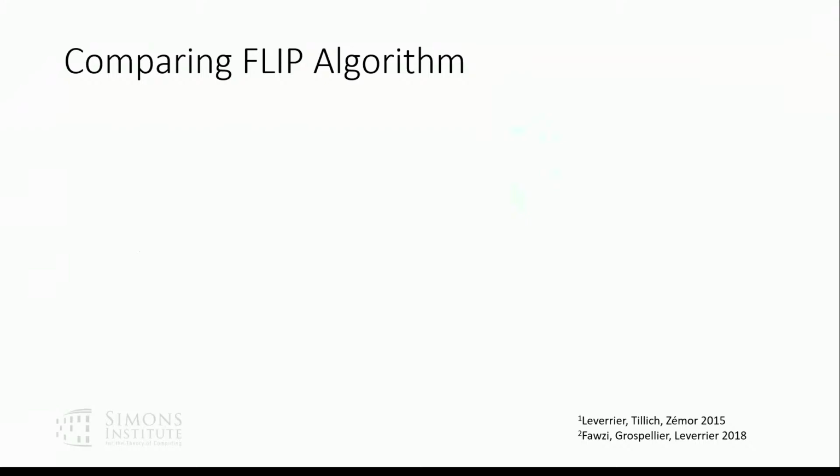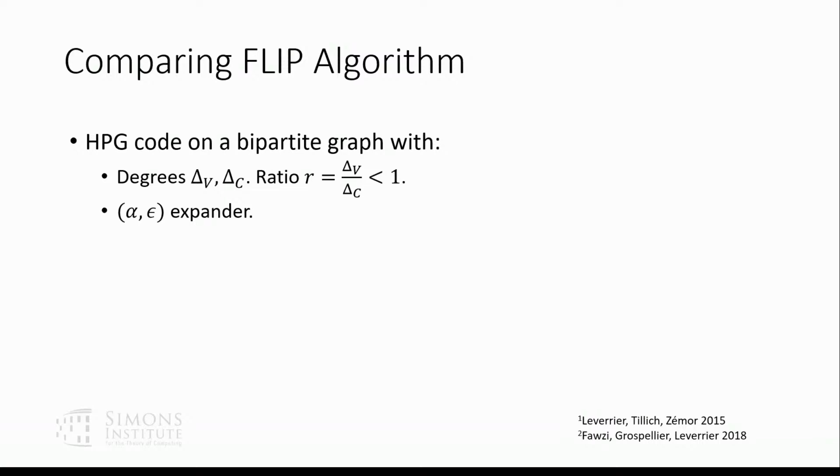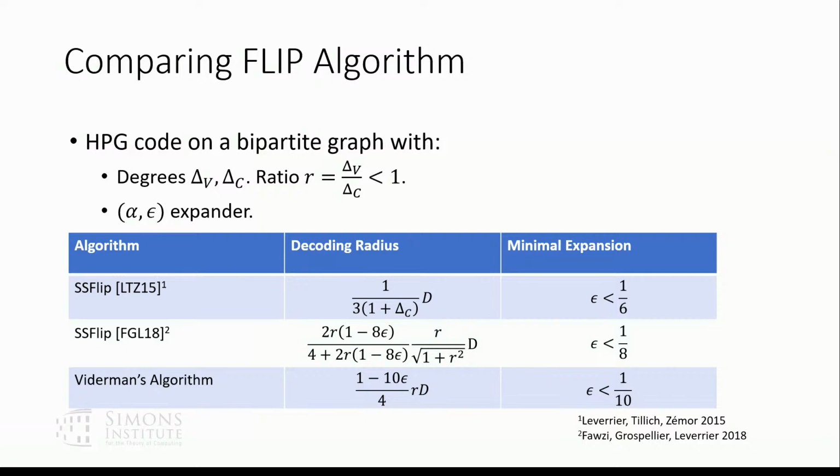Okay, so now I'm going to talk about the flip algorithm and the decoding radius we actually get. The decoding radius depends on the bipartite graph we started with. I denote the degrees by these, and this is the ratio of degrees. I assume it's an alpha-epsilon expander, so every set of size at most alpha expands with a 1 minus epsilon fraction of outgoing edges. The first flip algorithm required expansion less than 1.6. And this was the decoding radius, the maximal fraction of errors they could correct.